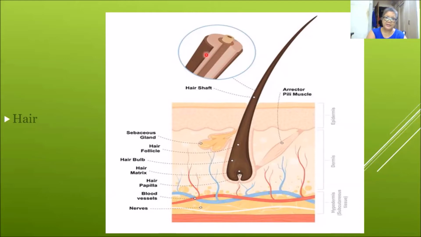Histologically, you have the cuticle on the outside, which accounts for your split ends, then followed by the cortex, and the innermost is the medulla. So that is the component of the hair shaft.